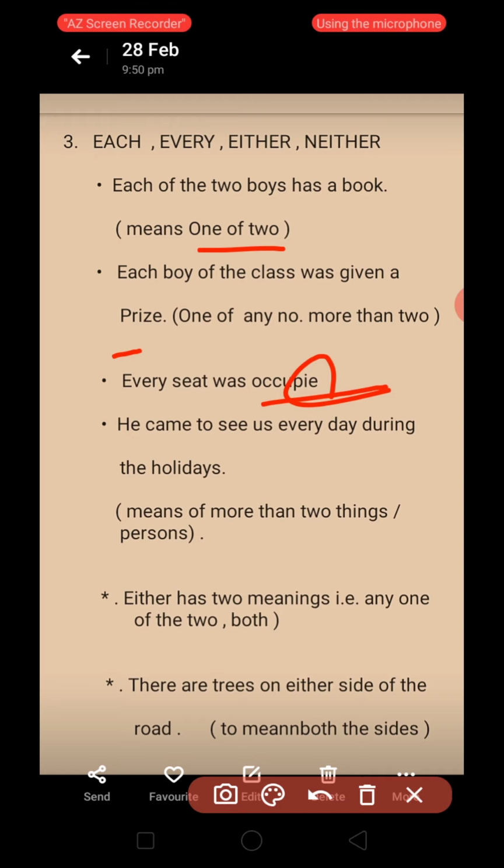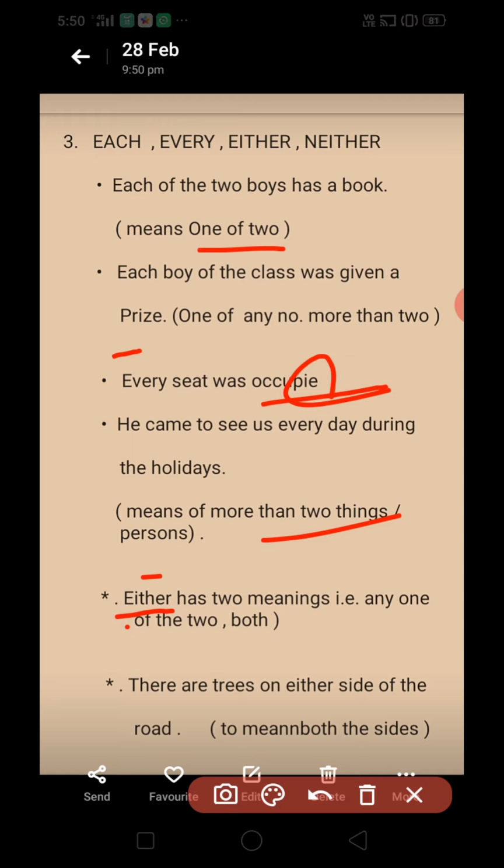He came to see us every day during the holidays. During the holidays, he regularly comes. Here it means more than 2 things or persons. There we use every. Either has 2 meanings. The word either is used in 2 senses. First, any one of the 2, and secondly, both.